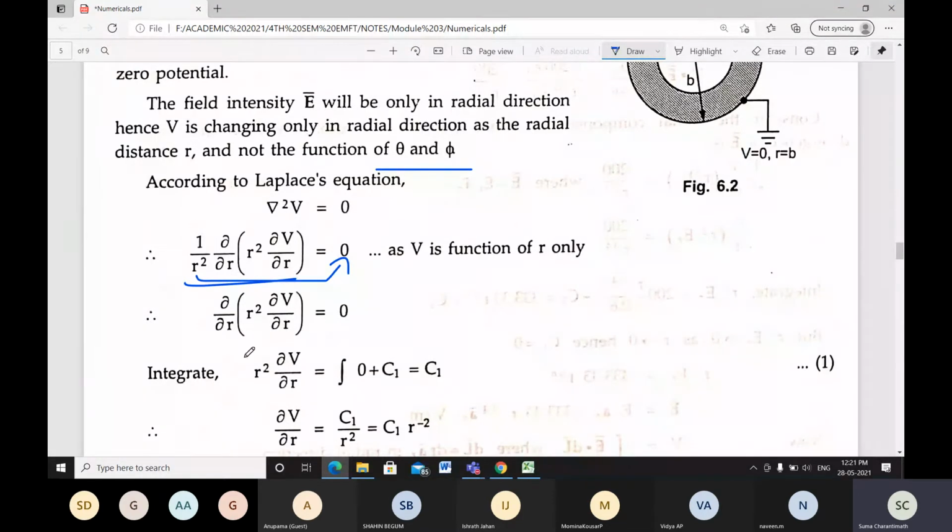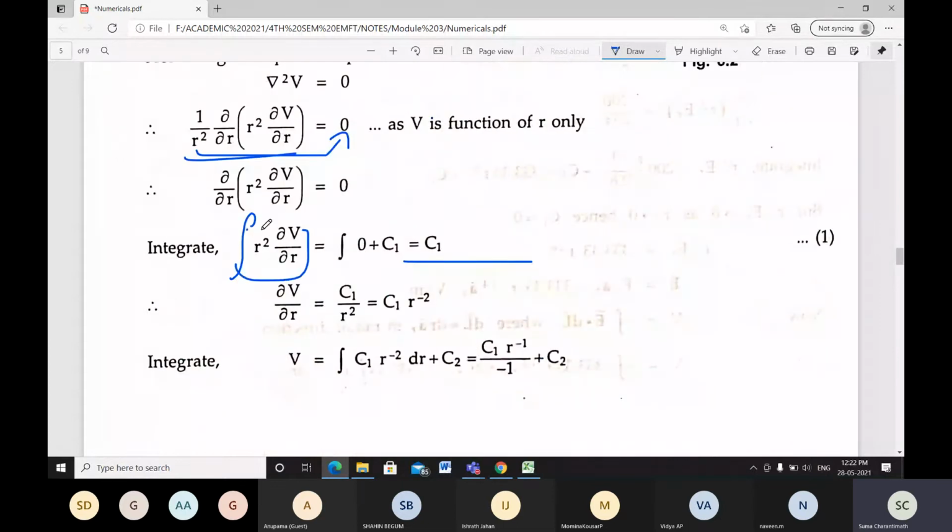Then, as we did previously, the next step is integrating the equation. We will get r square dou V by dou r equal to a constant, that is c1. Then, before integrating again, you have to shift r square to this side. Then you will get c1 divided by r square. The leftover part is dou V by dou r equal to c1 divided by r square, or c1 r raised to minus 2.